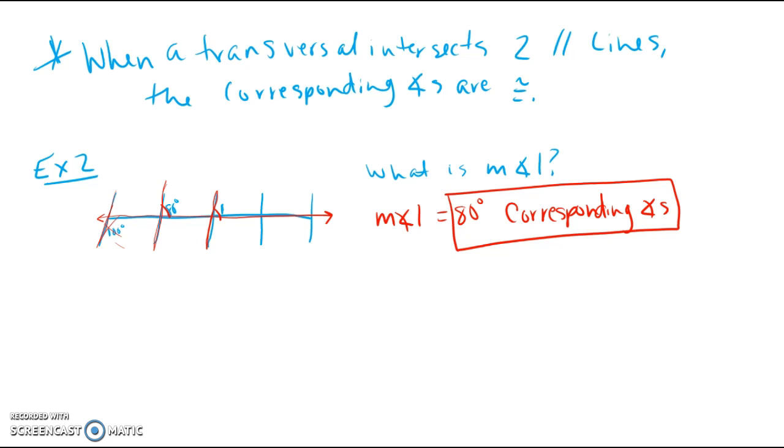Again, angle 1 and the 80 degrees are both on the same side of the transversal and in that corresponding position. So both of them are to the right of their parallel line. So that was corresponding angles.